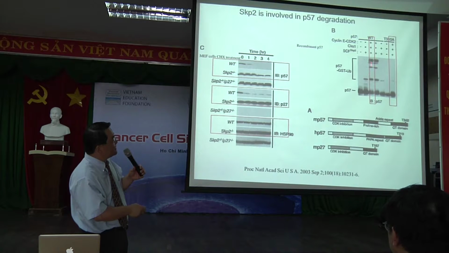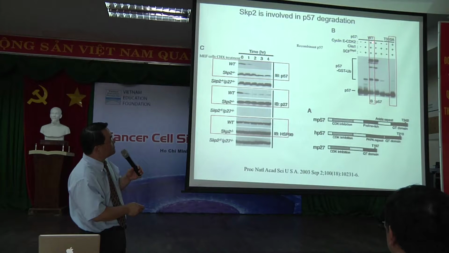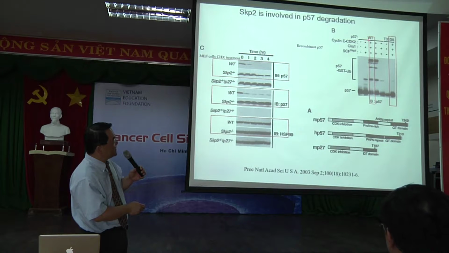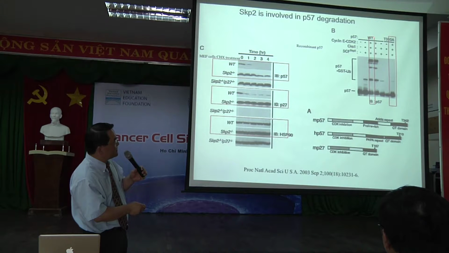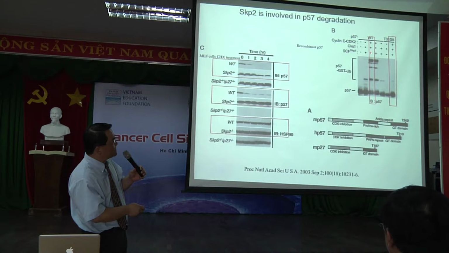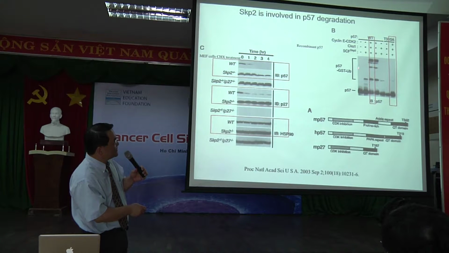The in vitro ubiquitination experiment was done as well with P57 with cyclin E CDK2, because P57 needs to be phosphorylated by cyclin E CDK2 in order to be recognized by the SKP2 complex, causing the ubiquitination. You can see here P57 is in the reaction with CDK2, with the CKS1, with this F-box protein. P57 got ubiquitinated. Okay, without the F-box protein, of course, P57 will not be ubiquitinated.